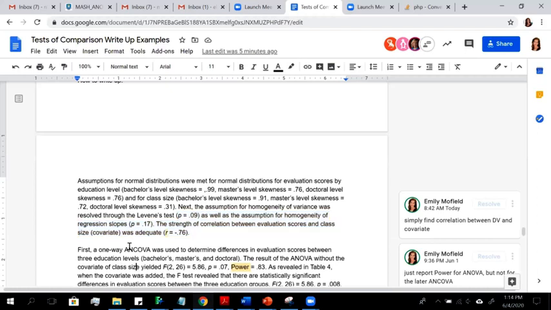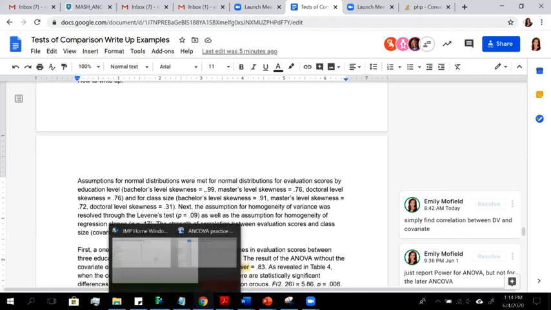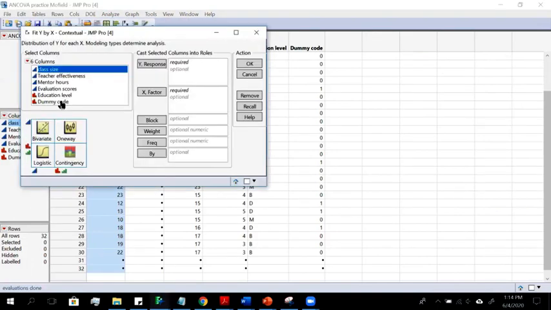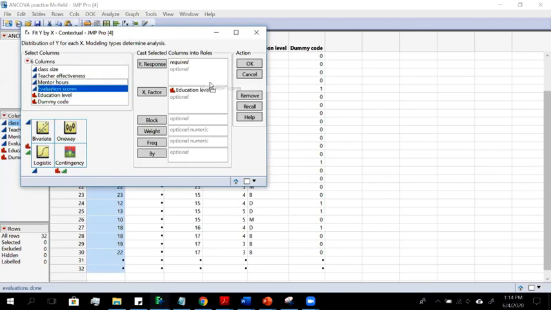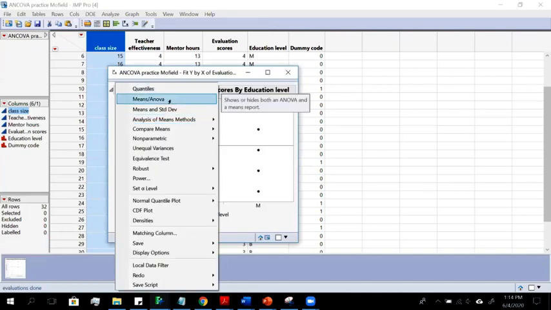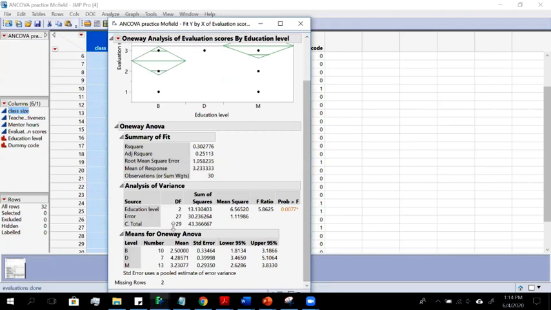Now, here's what you want to do. Think logically about this. First, we're just going to do a plain old ANOVA to see, are there differences in evaluation scores between the three groups? I just want to wrap my mind around it and see what's going on. So I'm just going to do a fit y by x. We're going to do education level, and my dependent variable is evaluation scores. This is a plain old ANOVA. Let me just see if there are differences somewhere within these three groups. And when I look at my ANOVA right here, it is statistically significant.